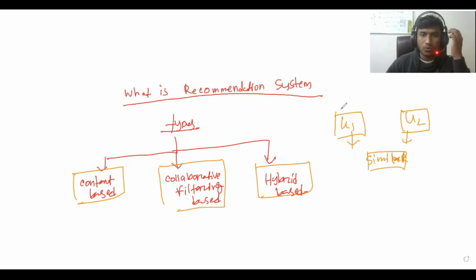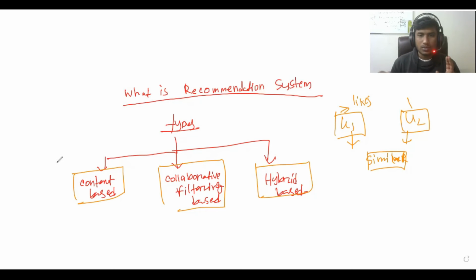Similar interest. So what are the things user one likes? Okay, these are the things. User two also likes some. So it's possible, as there are lots of people over the world, that some users have similar interests. That's what collaborative filtering does: suppose user one and user two have similar choices.